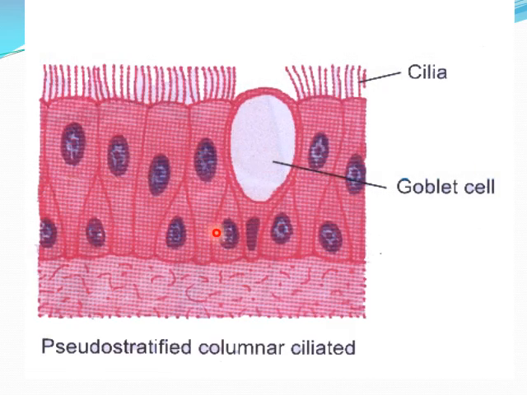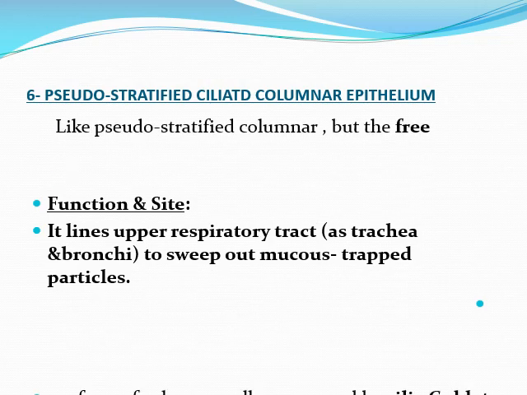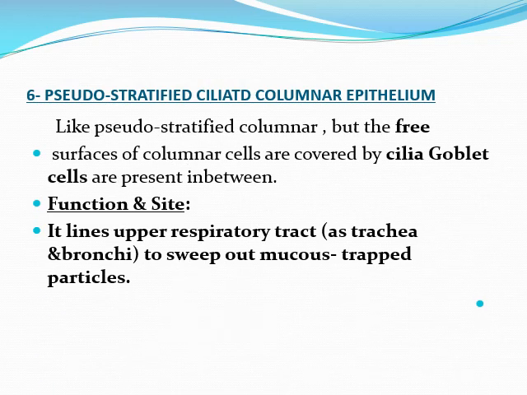Here is pseudostratified columnar, but you can see that the columnar cells are ciliated and there is a goblet cell. Pseudostratified columnar ciliated epithelium is present in the upper respiratory passages to sweep out mucus-trapped particles, starting from the nasal cavity to the bronchus.